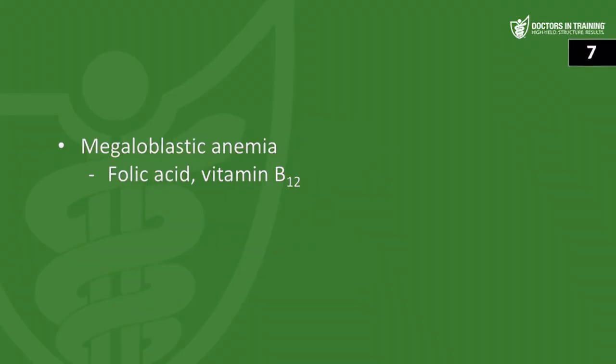Next, we have megaloblastic anemia. We've touched on this many times. Remember, it's going to either be folate or B12 deficiency. Pernicious anemia, remember, that's just specific for B12.